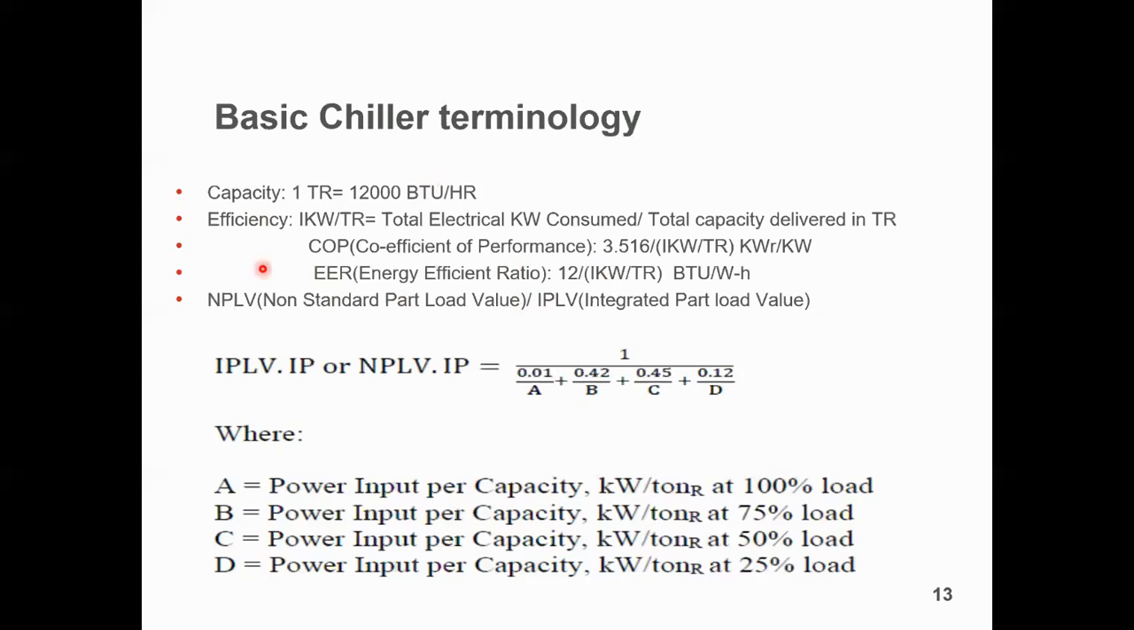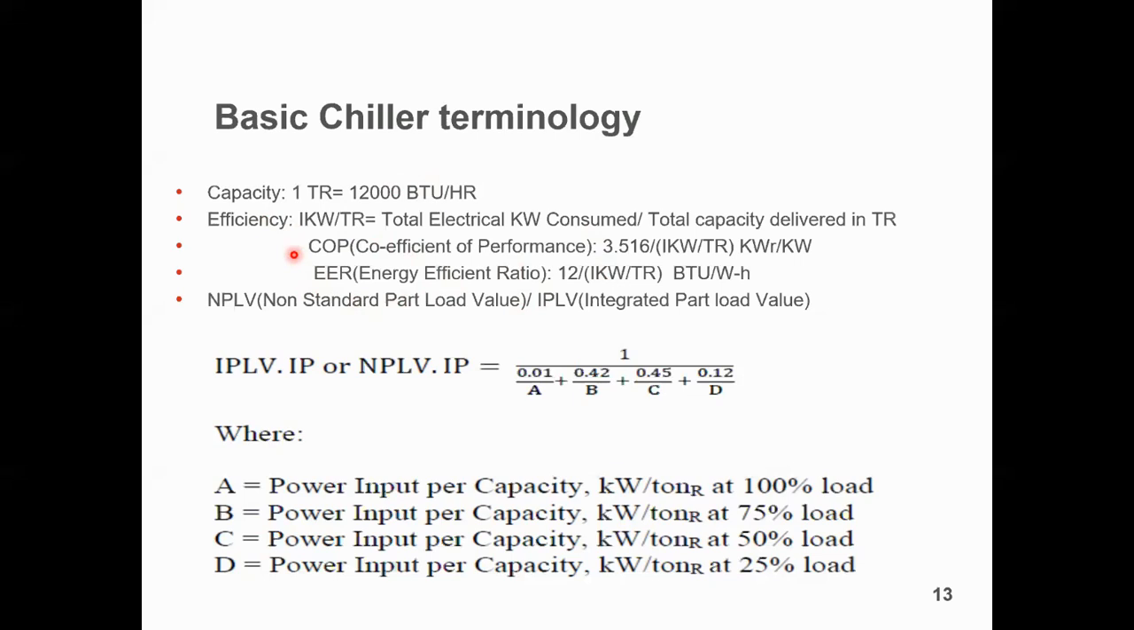Sometimes this efficiency terminology is also represented in EER form, which is called energy efficiency ratio, in BTU per watt hour. It is all the same dimensional analysis basically. So again, 12 divided by IKW per TR, you can get the energy efficiency ratio in BTU per watt hour form.